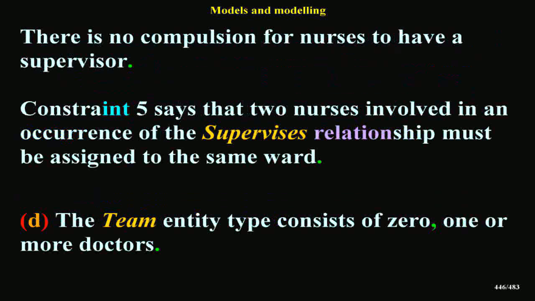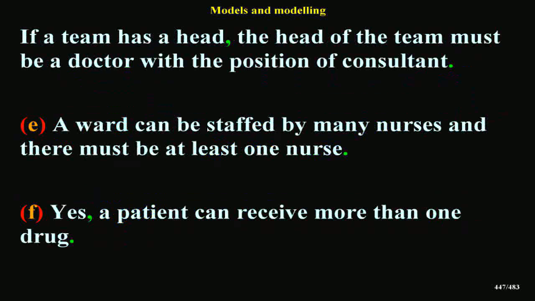Constraint 5 says that two nurses involved in an occurrence of the supervisor's relationship must be assigned to the same ward. D. The team entity type consists of 0, 1 or more doctors. If a team has a head, the head of the team must be a doctor with the position of consultant. A ward can be staffed by many nurses and there must be at least one nurse.